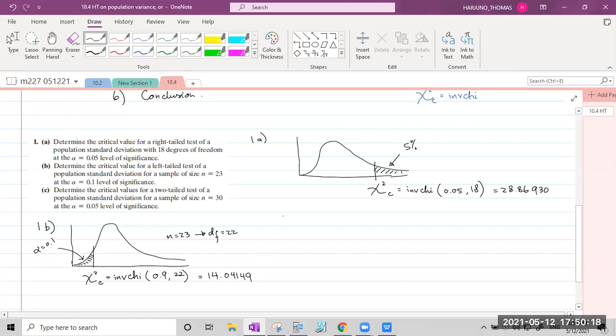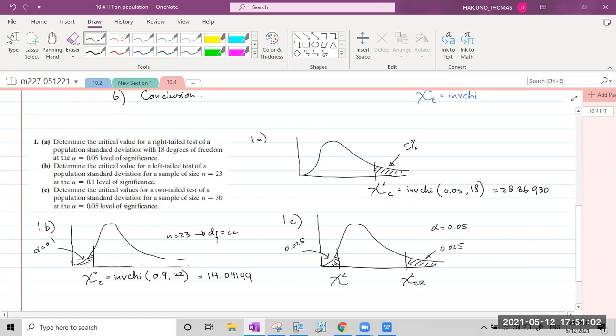And then 1C, determine the critical values for a two-tail test. So we will have two critical values here. The level of significance alpha is 5%. Because it's two-tailed, the area in each tail will be 2.5%, 0.025 here and 0.025 here. Let's call this chi-square critical right, and this chi-square critical left.